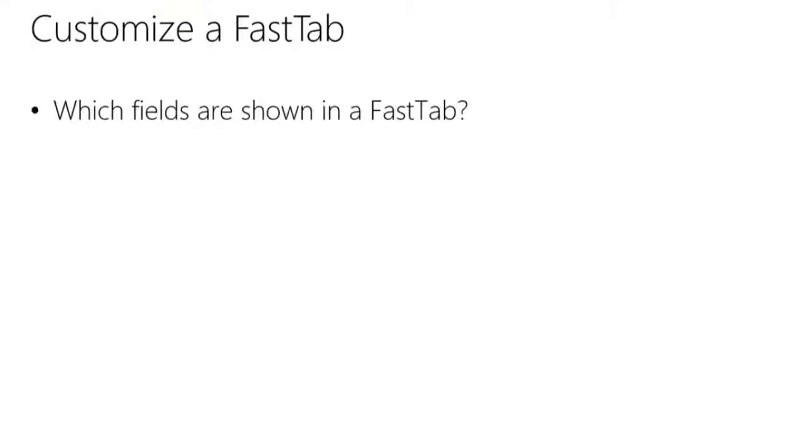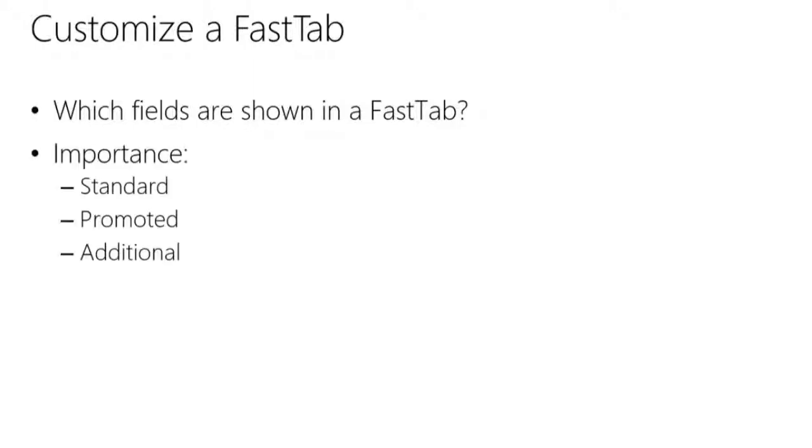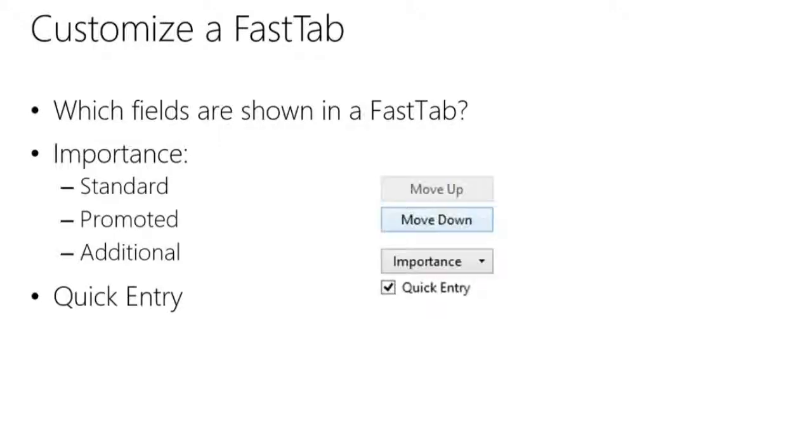The fast steps, which are shown on typically document pages and card pages, can also be customized. Let's have an overview. So if we are going to customize a fast step, the first thing we can decide is which fields are shown in the fast step. Then we can also decide how that should be visualized. We can use the importance property, we can set it to standard, promoted, and additional. And then there is also the quick entry property that we can use. Let's see the effect of these properties inside of the application.